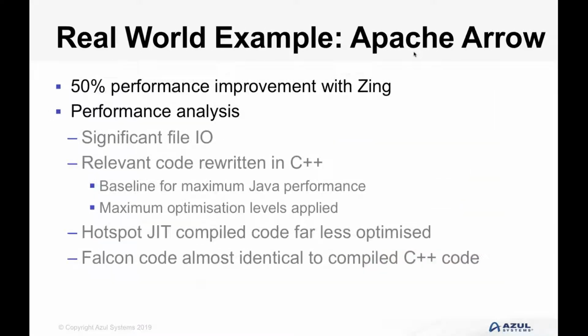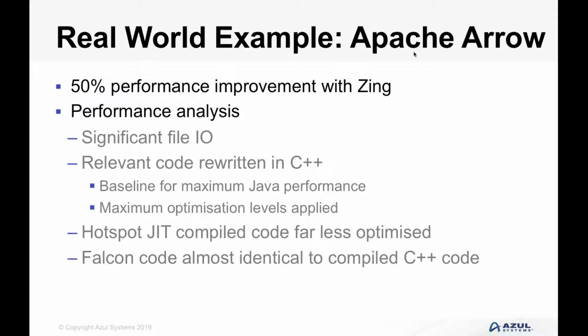Another example, Apache Arrow is an open source project, and we were working with a customer who was using this, and one of the things that they were doing was looking at how to try and improve the performance of this because it's very file I/O intensive. And when they tried running it with Zing, they instantly got a 50% performance improvement, and so they wanted to figure out how that was working.